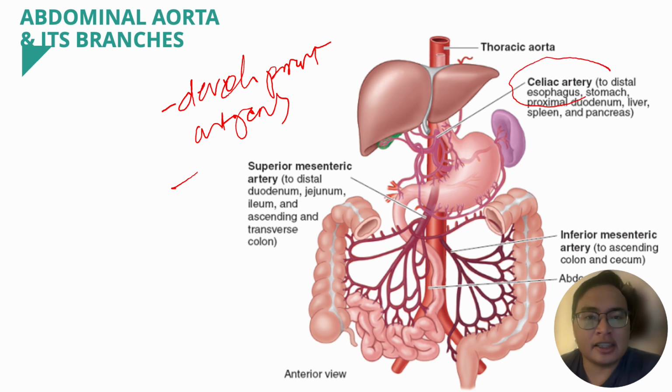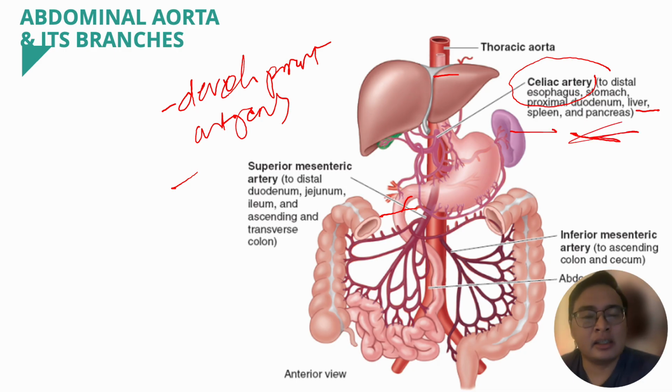The celiac artery supplies the derivatives of the foregut. That includes the distal esophagus, the stomach, the proximal duodenum before the ampulla of Vater or the sphincter of Oddi, the liver, the spleen, and the pancreas.